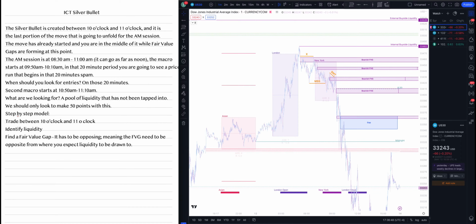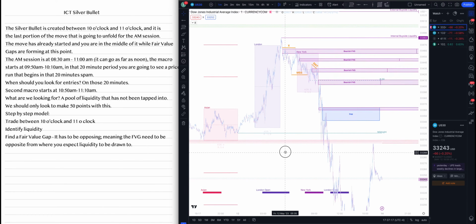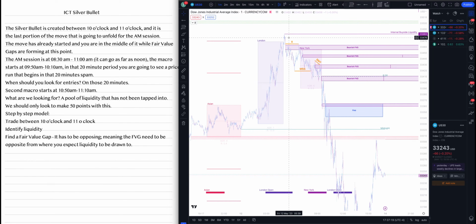So the step-by-step model: trade between 10 o'clock and 11 o'clock, identify liquidity, find a fair value gap, and it has to be opposing, meaning the fair value gap needs to be opposite from where you expect liquidity to be drawn to. We're going to go over this, and I'll try to simplify as much as I can. Like I said, my session highs and lows work in the following way. I use session highs and lows as liquidity.